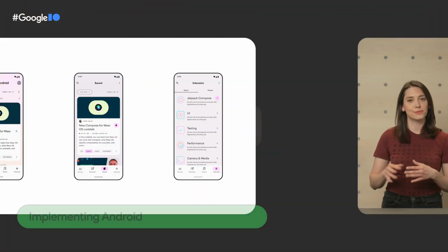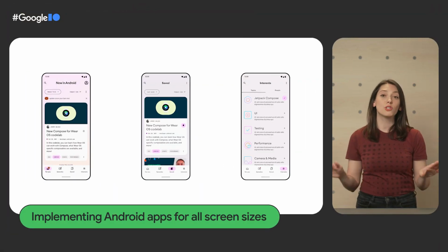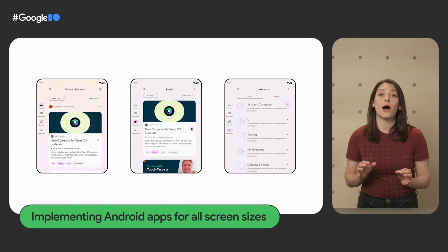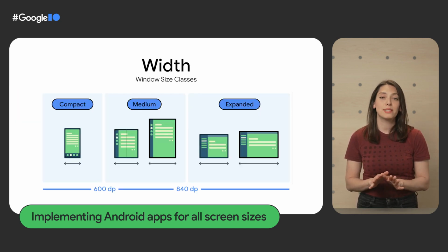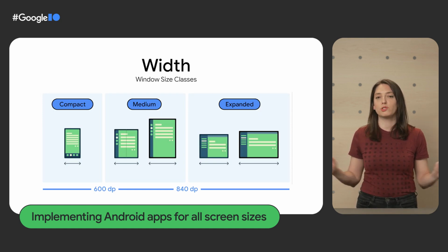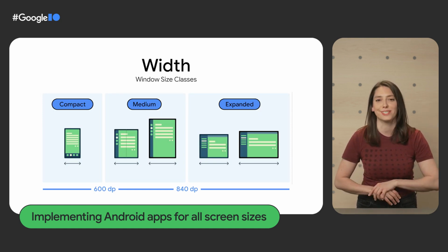If you want to build adaptive UIs in Compose, we've got you covered. Implementing Android apps for all screen sizes walks you through how Now in Android, one of our samples, was built. Each screen was implemented following sets of designs based on window size classes. Like this, the app looks great no matter what Android device you're using.